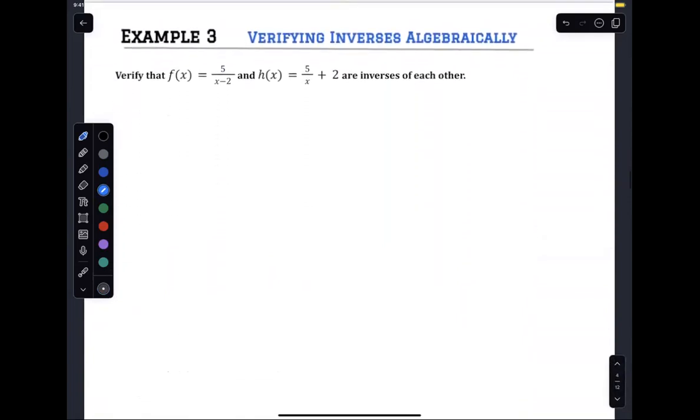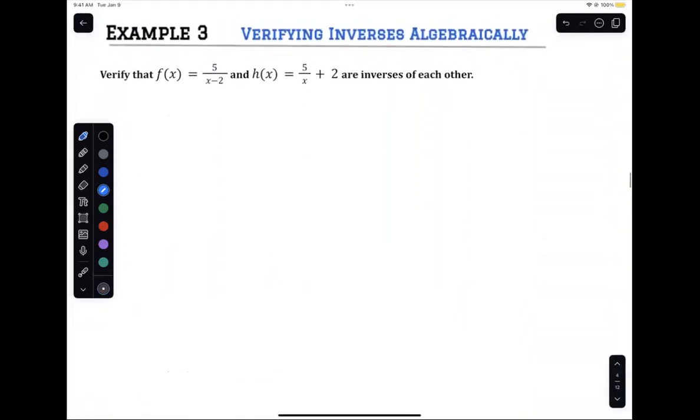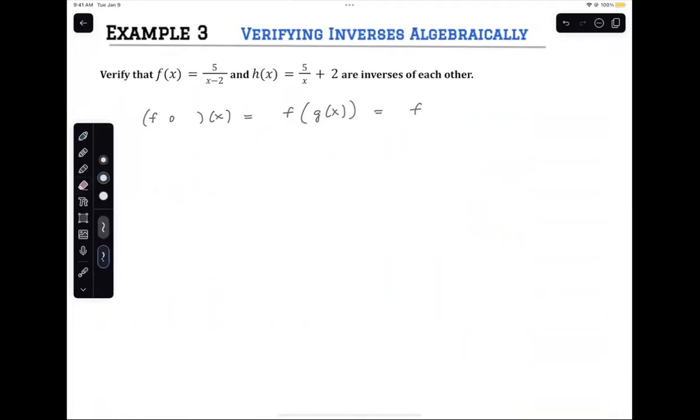Okay. Verify that these two functions are inverses. So this one's a little bit trickier. We need to show both directions again. So let's start with f. So f composed with g of x is going to be f of g of x. So it's going to be f. Actually, I messed up already. This was h. So I need to change this to h.